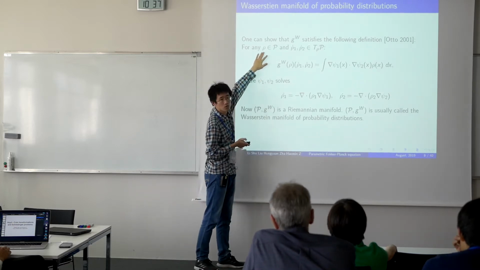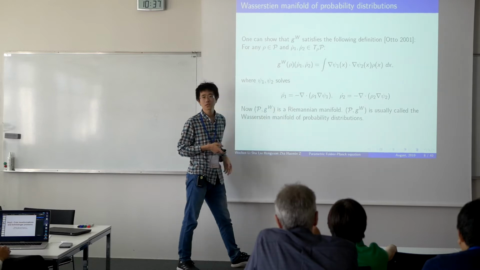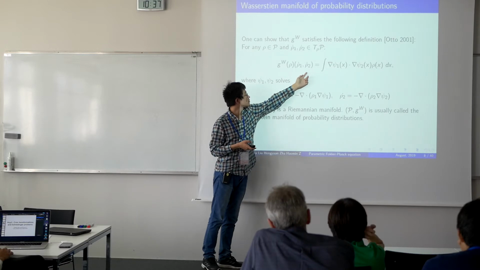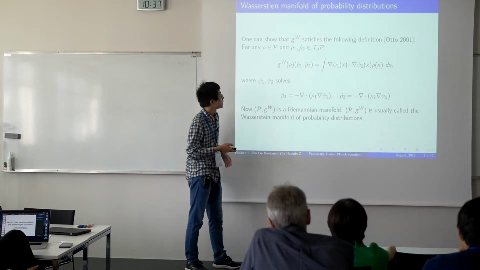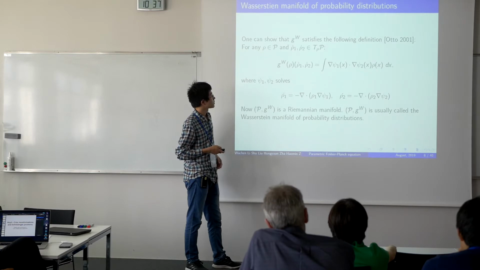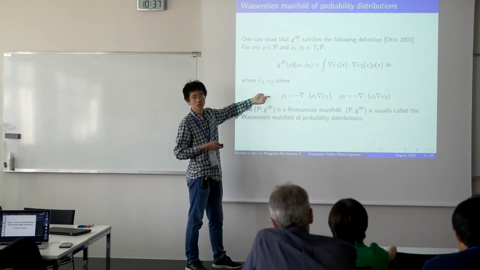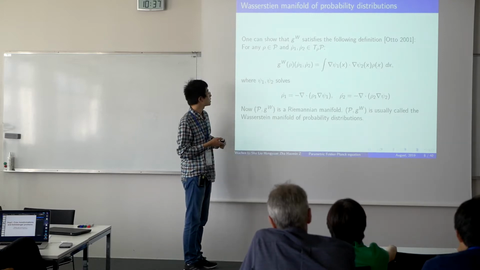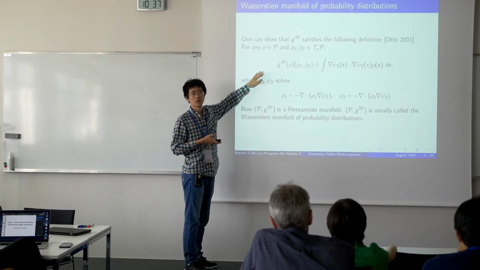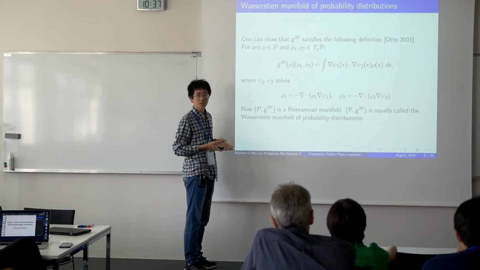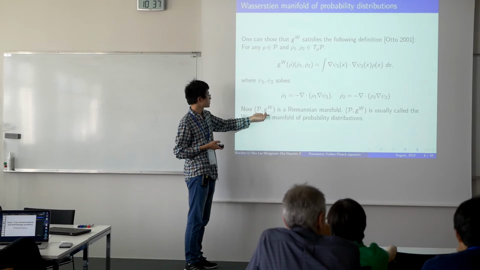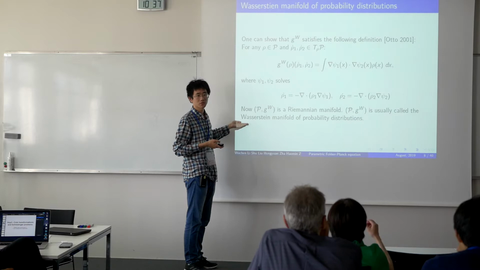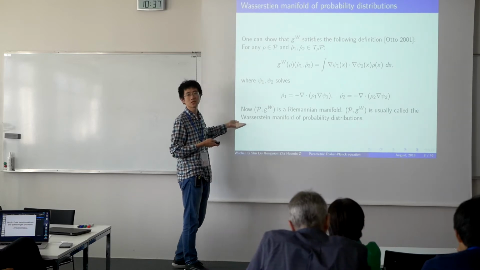You fix a rho on P, and you consider any 2 vectors in the tangent space. Then G W at rho of rho 1 dot and rho 2 dot is defined by this integral, where psi 1 and psi 2 are solved from these 2 elliptic equations. And you can show that under some mild conditions, this metric tensor G W is actually positive definite. This makes P together with G W a Riemannian manifold. Later, we will just call this manifold Wasserstein manifold because we are using the Wasserstein metric.